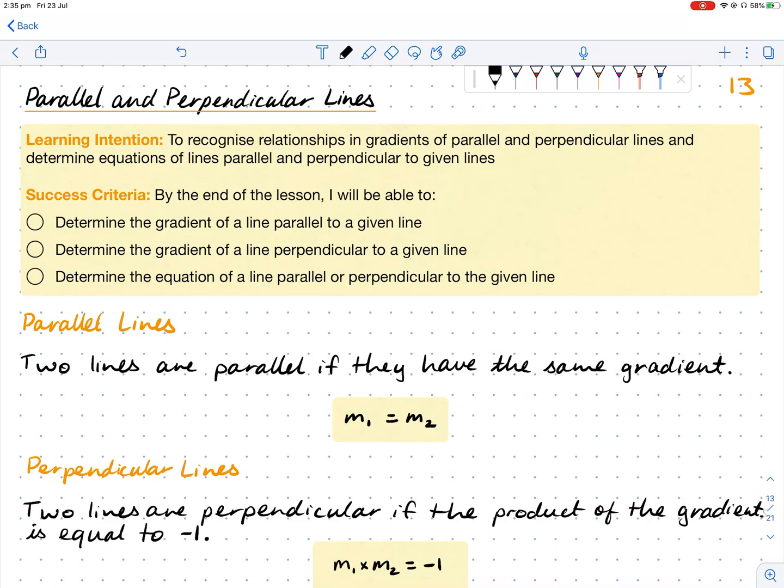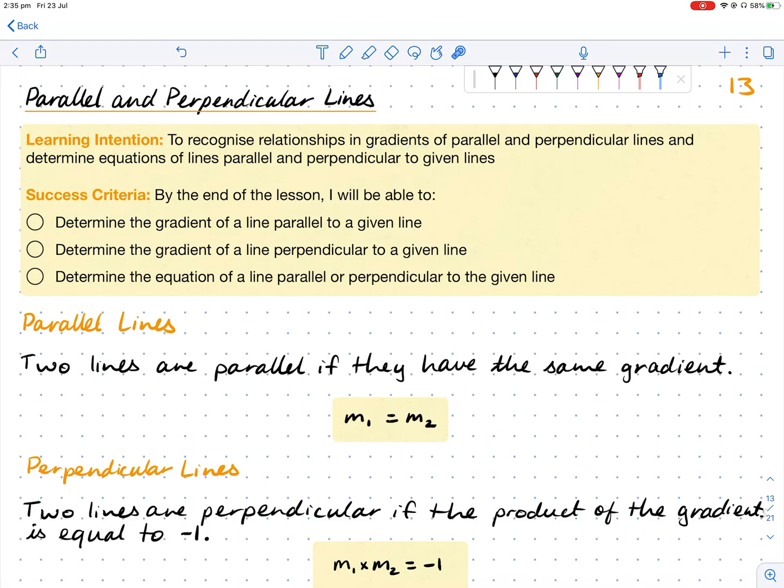Today we're looking at parallel and perpendicular lines. What we want to do here is to look at when we can work out the equation of a parallel line to a given line or a perpendicular line. The main thing that we're looking at here is the gradient. The gradient of the line gives us a lot of information about it.